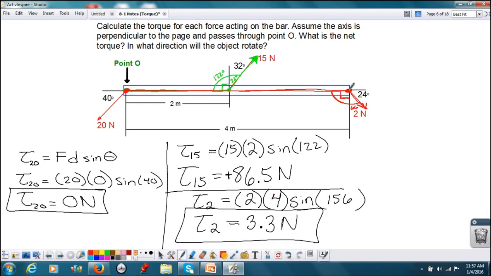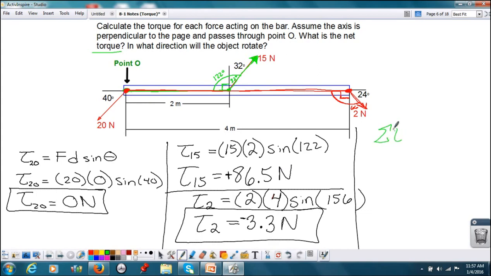And now we have to ask ourselves, which way is this bar going to rotate due to the 2 Newton force? Well, this direction, which is clockwise. So this is going to be negative because it's going clockwise. Now let's look at the end. It asks, what's the net torque? And then the second part. So let's look at the net torque first.